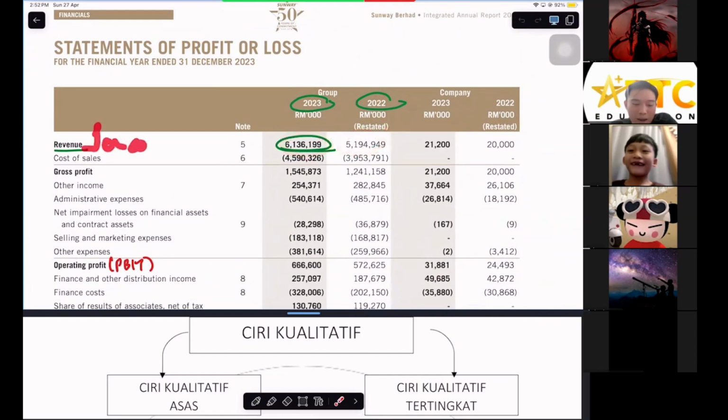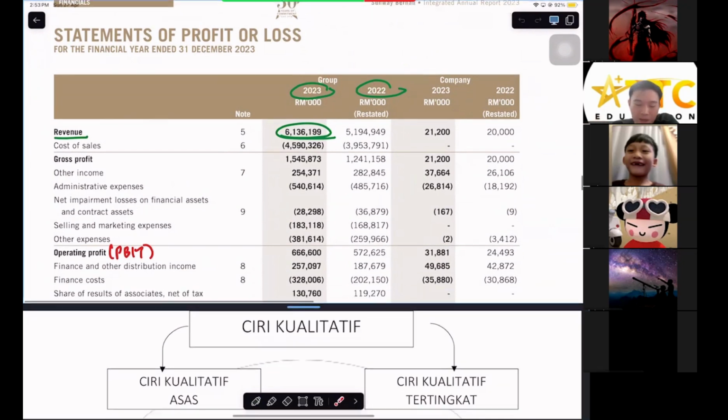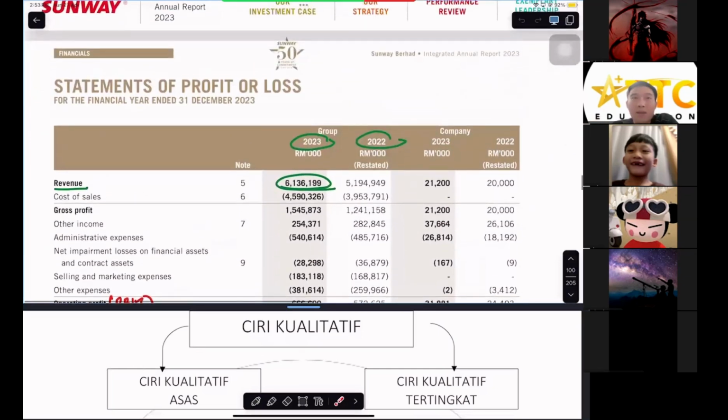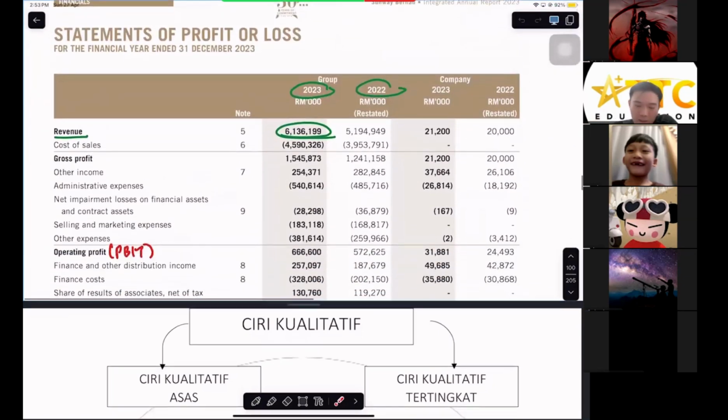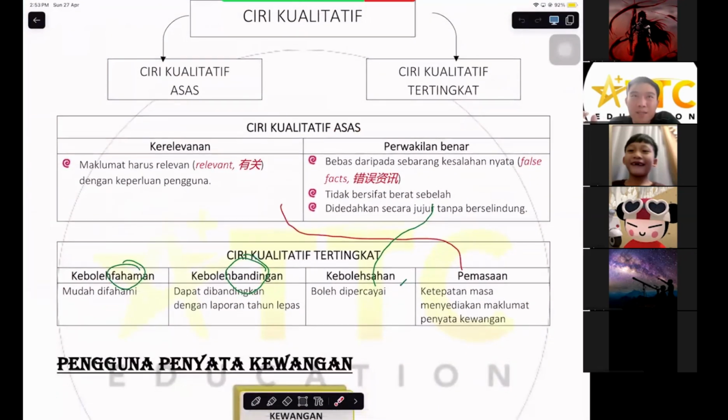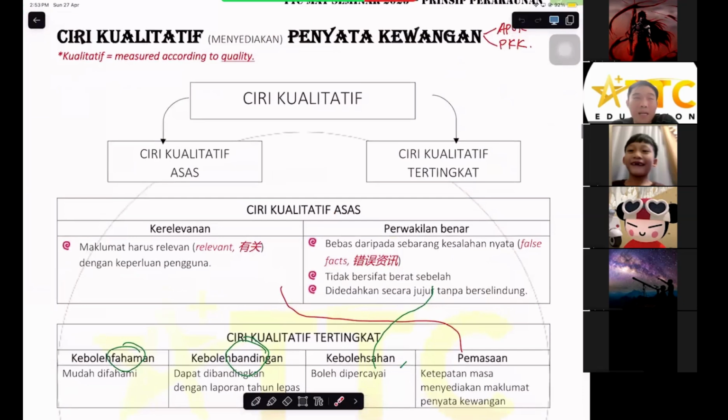Revenue is your jualan. So in 2022, it's 5 billion. Then 2023 increased by another 1 billion. So there's an improvement. So nice, good. That is kebolehbandingan. And investors or any people involved in a business, when they look at this, understand what this report is about. So that is kebolehfahaman. Okay, so that is our penyata kewangan, the ciri-ciri, what qualities they need to have.